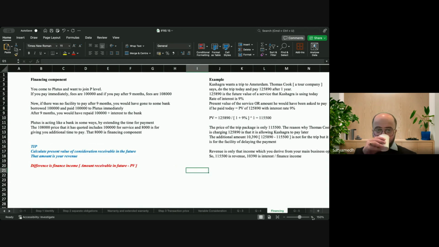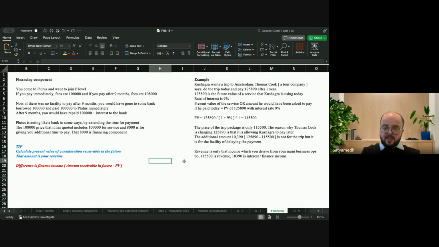Okay. Now, let's talk about the presence of a significant financing component. Okay. Now, I want to go for a trip to the United States. And I approach a tourism company, Thomas Cook. I'm sure you have heard of Thomas Cook. When you approach Thomas Cook, what does Thomas Cook say? Oh, this is the package and it is a 15-day trip and you will pay this much amount, and so forth. And you really want to go for the trip, but you don't have the money.